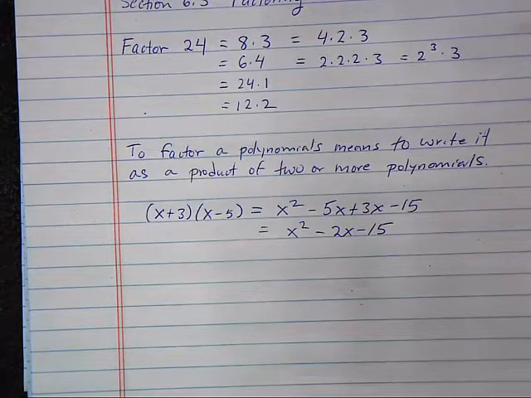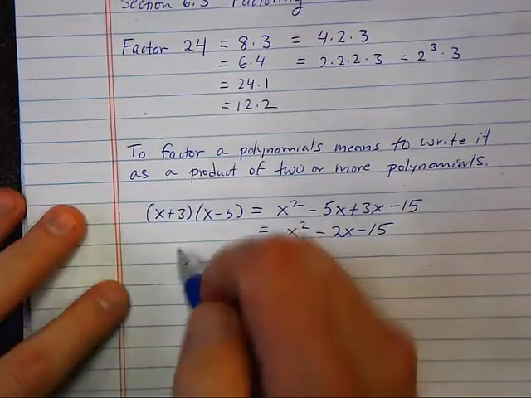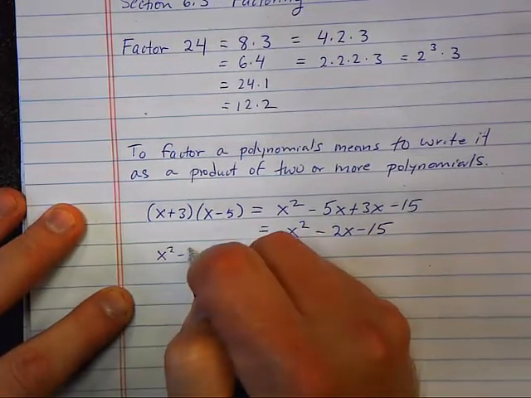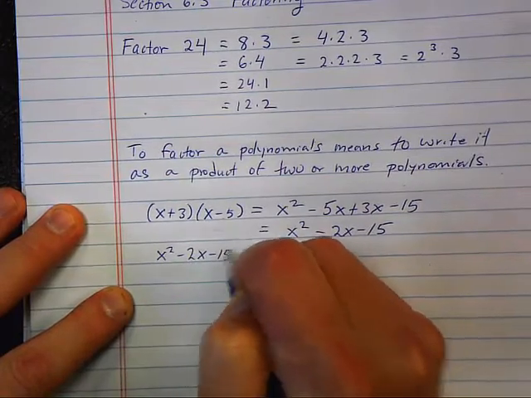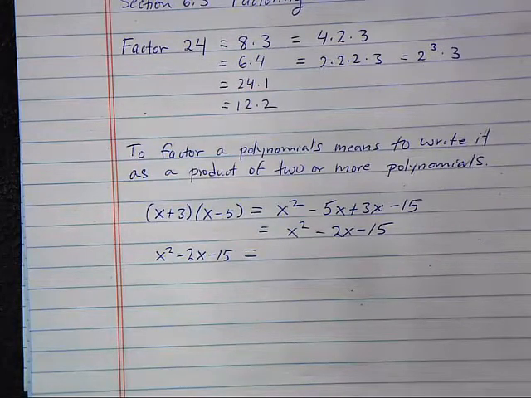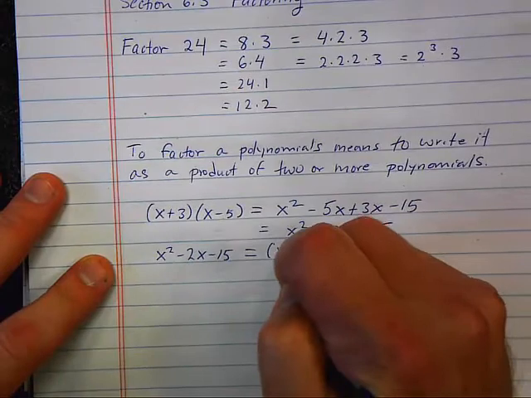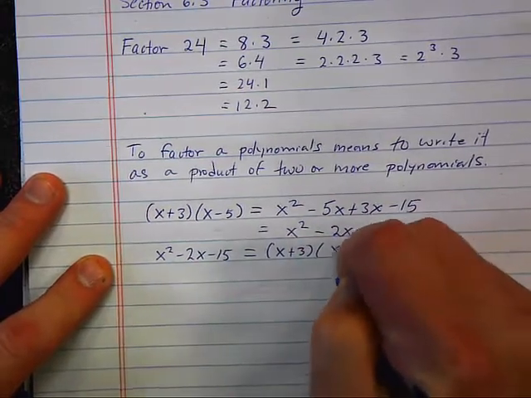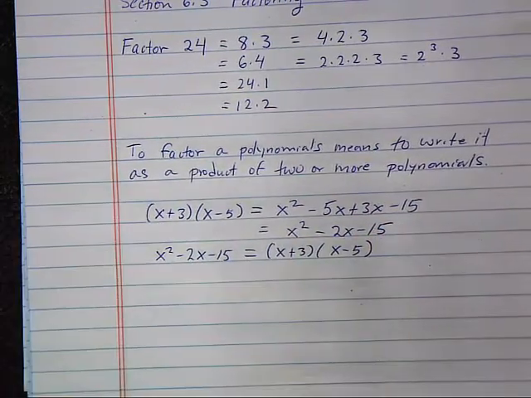What we're going to do today is completely the opposite. I'm going to start with x squared minus 2x minus 15, and you're going to have to tell me what 2 things do you multiply together to get that. And so your answer would be x plus 3 and x minus 5. We already know the answer for this one. x plus 3 and x minus 5.